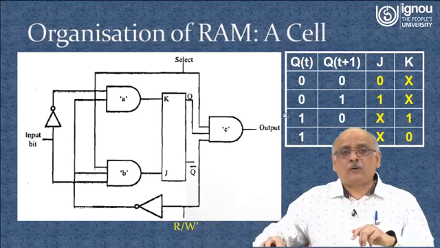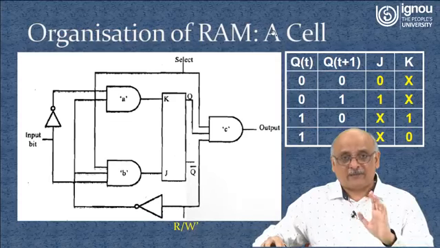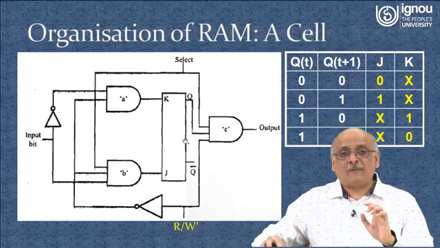Now, how do they look like and what is the cell of an SRAM? This is SRAM, static RAM. This is flip-flop based. Now look into the flip-flop. It's a very, very interesting kind of flip-flop that you see. It's a JK flip-flop, and in JK flip-flop the characteristic table is shown over here.